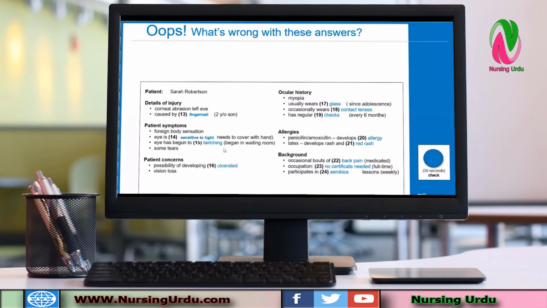Number 15, twitching. Eye has begun to twitching. To twitch. Okay, so here, Mbati, can you see why our grammar is important here? We need to make sure we get the right word form here, right? Because if we wrote to twitching, that's not quite right. Number 16, possibility of developing ulcerated. An ulcer. Now, if you just wrote ulcer without the an, that would be acceptable too, okay? The an is not compulsory. We're going to have a look at why that is on the next slide.